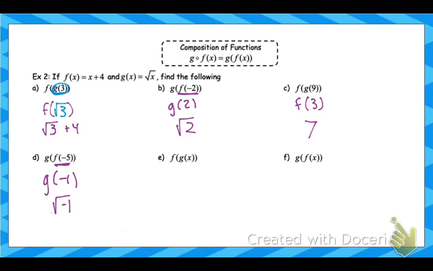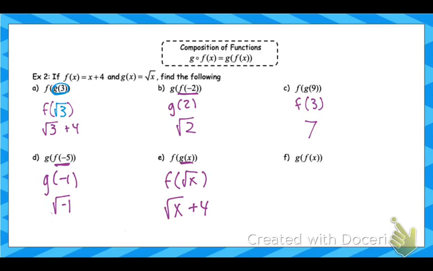All right, now let's look at the next one, f of g of x. So g of x, we can't really evaluate that, but we know what g of x is. It's the square root of x. So I'm going to replace that with the square root of x. Now in the f of x function, every x is going to get replaced with the square root of x. So this becomes the square root of x plus 4.